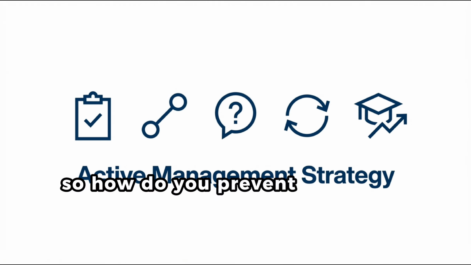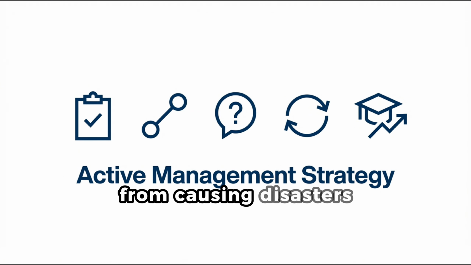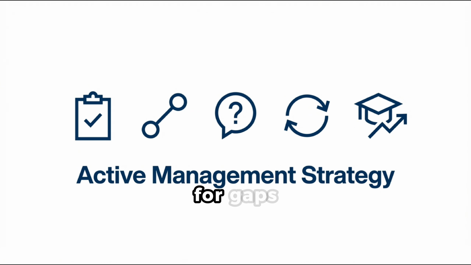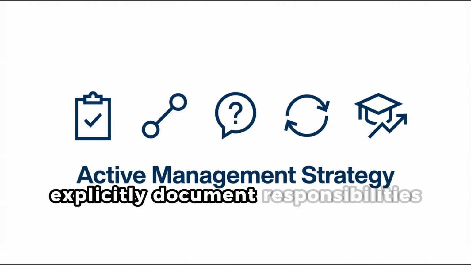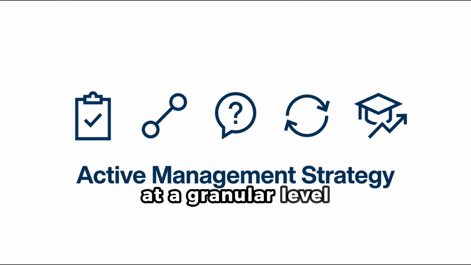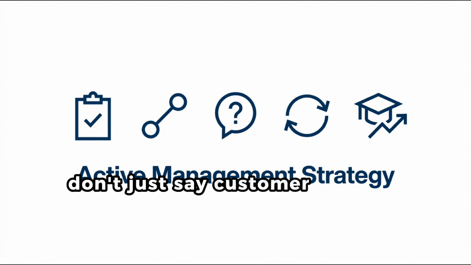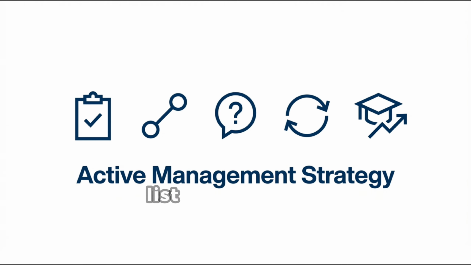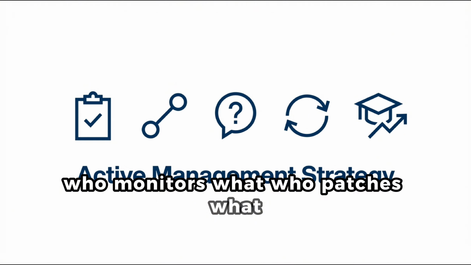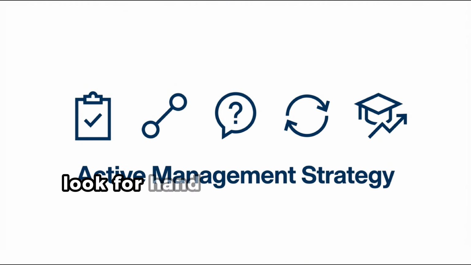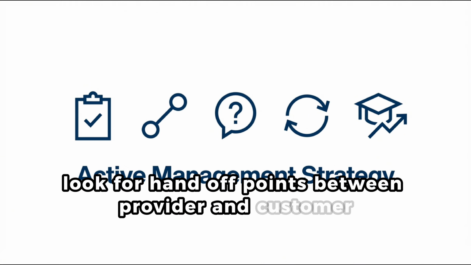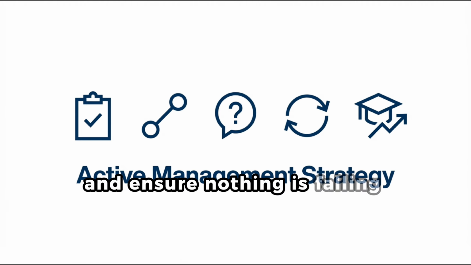So how do you prevent these 5 problems from causing disasters in your environment? For gaps, explicitly document responsibilities at a granular level. Don't just say, "customer handles security in the cloud." List specific tasks: who monitors what, who patches what, who tests what. Look for handoff points between provider and customer, and ensure nothing is falling through.